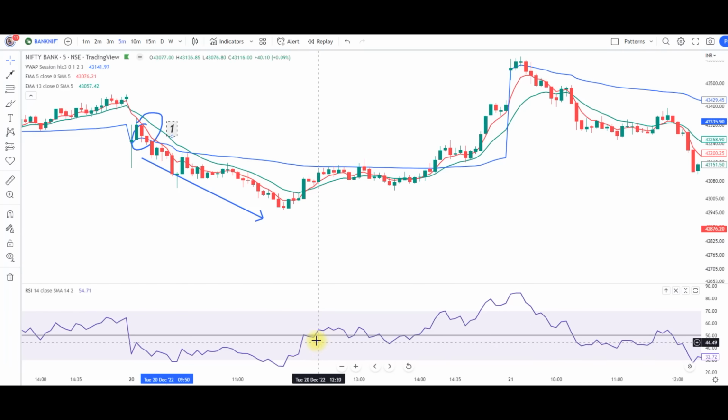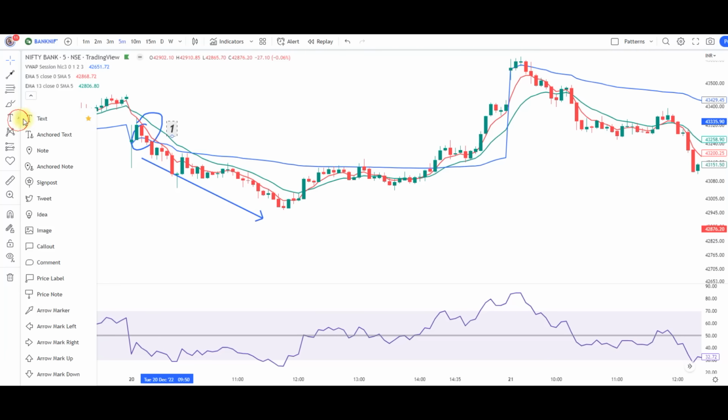And here the RSI is crossing above 50 and we got the bullish crossover. But we are not supposed to enter into the long trade because the price is below the VWAP. So we can enter into the long trade above this candle because this candle gave close above the VWAP. So we can enter into the long trade above this green candle. So this is the trade number 2.